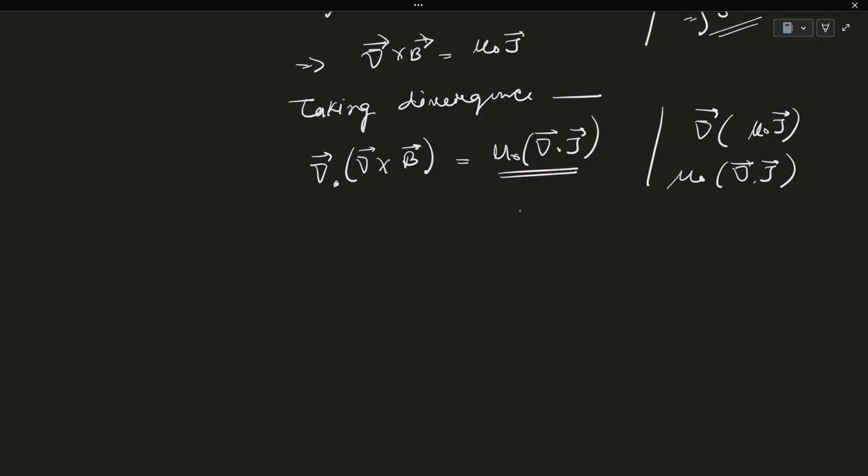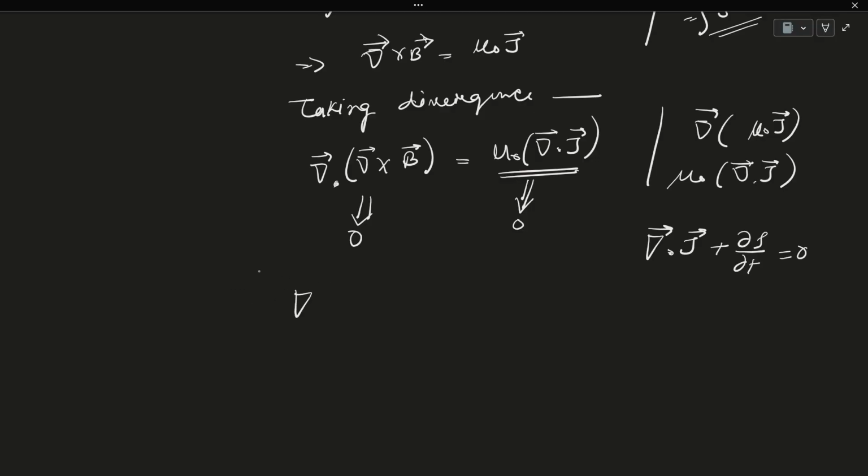Now, as we know, the divergence of the curl of any vector is obviously 0. But this term is not 0, because from the equation of continuity we get del dot J plus del rho del t is 0. Since this is 0, this can't be 0. So I have to make some correction.